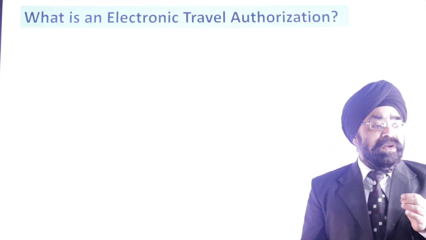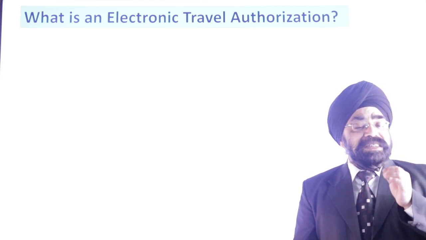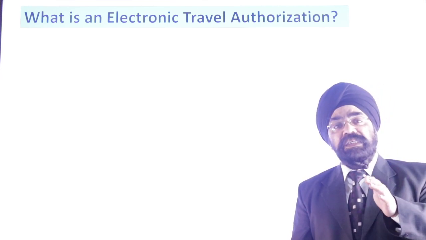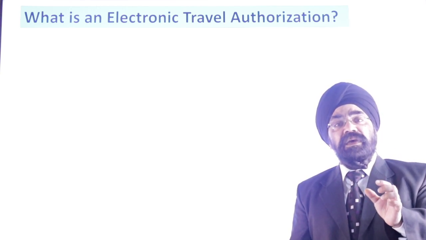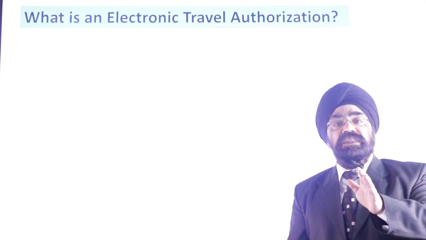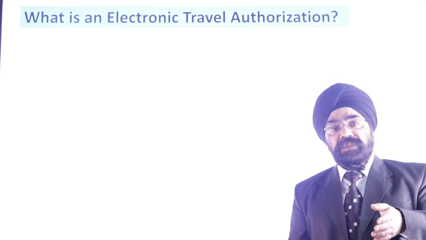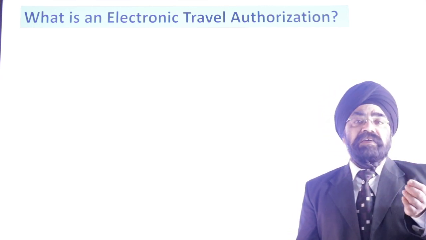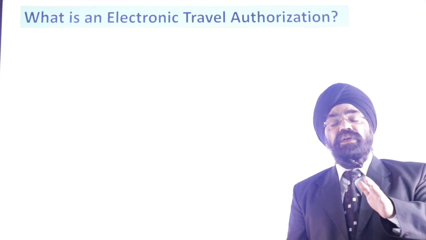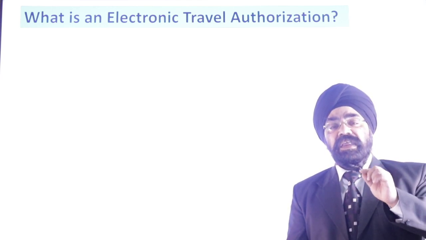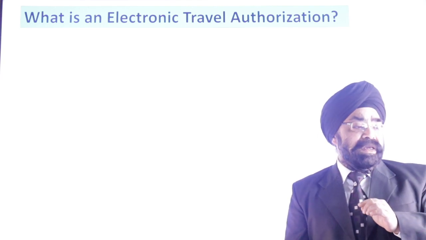So electronic travel authorization is an entry requirement for visa exempt foreign nationals. Please look carefully at the words: they are visa exempt foreign nationals. They are not citizens of Canada, but they are visa exempt. And they are traveling by air, not by land border, not by sea border, not by railroad. They are traveling by air. Make sure of the words, traveling by air.